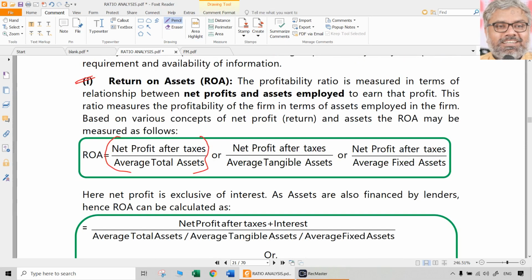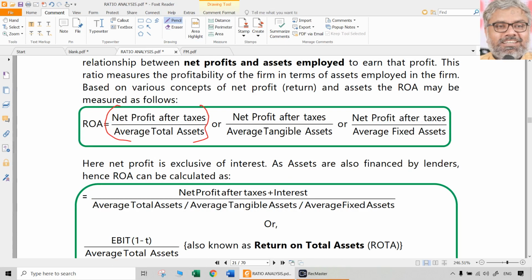If average is not there, closing total assets. Or sometimes you can take net profit after taxes divided by average tangible assets only, without taking intangible assets. Or sometimes we can take net profit after taxes divided by average fixed assets only, without taking current assets. All are okay. But under normal circumstances, this is the formula we use.